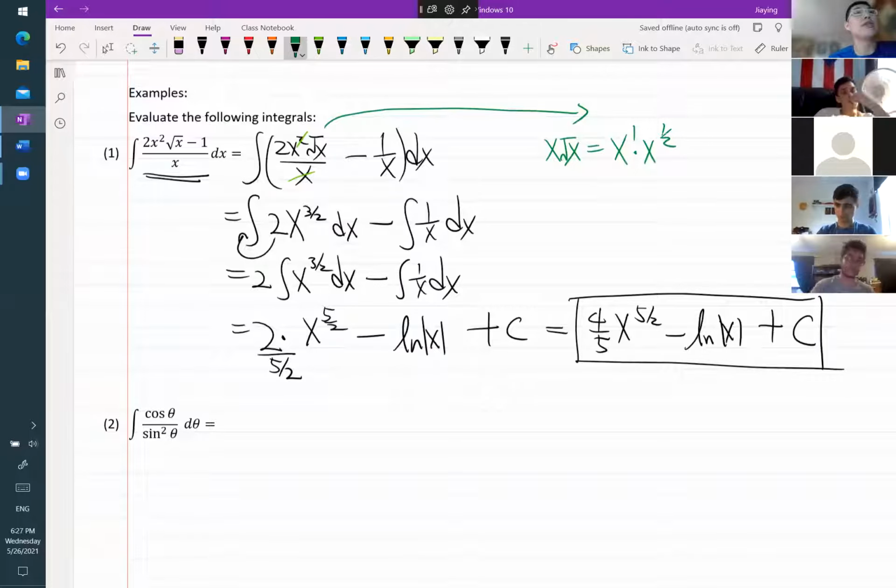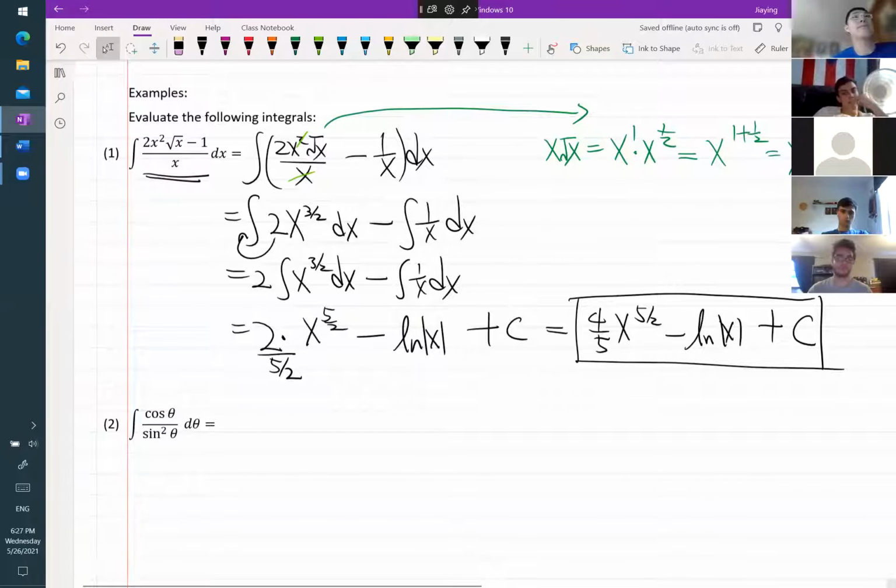This is an indefinite integral, yes. Thank you. And then when you multiply 2 terms with the same base, you add the exponents together. So you get x to the 1 plus 1 half in the exponent, and that will give you x to the 3 half. That's where the 3 half comes from. Good question. Any other questions about this problem?